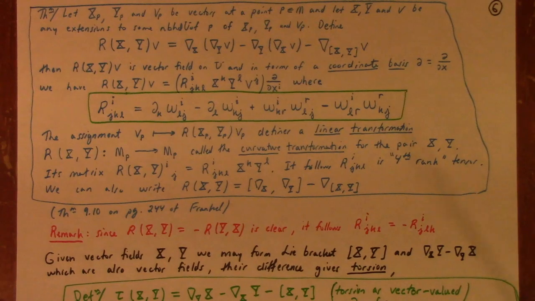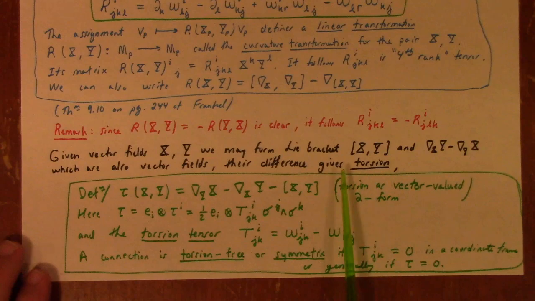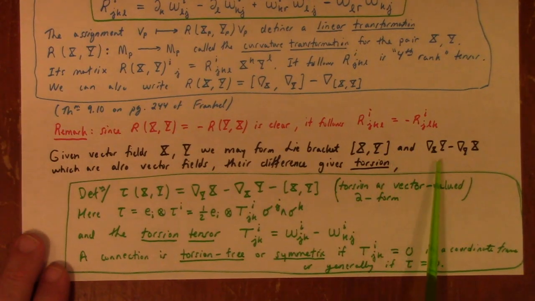But anyway, this is theorem 9.10 from page 244, Frankel. And you can also see here that we have that anti-symmetry of the final pair of indices in the curvature tensor here, so defined. Also, Frankel mentions if we're given vector fields x and y, we can form the Lie bracket. This is also called the Lie bracket, by the way. And the anti-symmetrization, the difference of these covariant derivatives like such, these are vector fields, and their difference gives something we call the torsion.